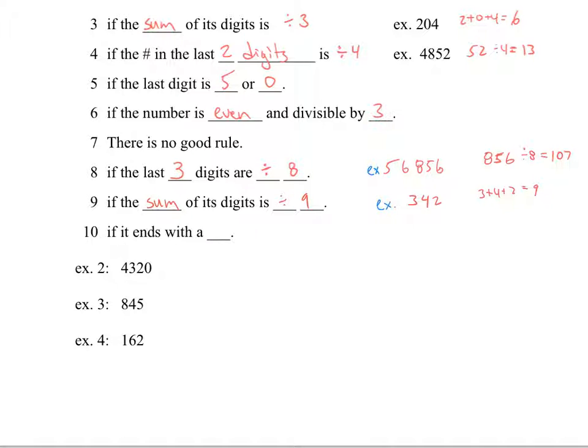Your 10 rule, that one is one you should know. What does a number have to end with to be divisible by 10? A 0.